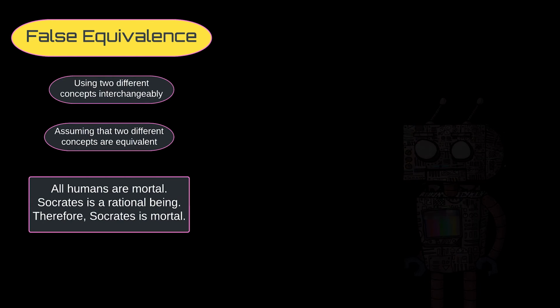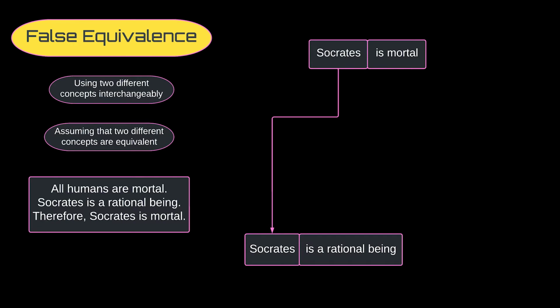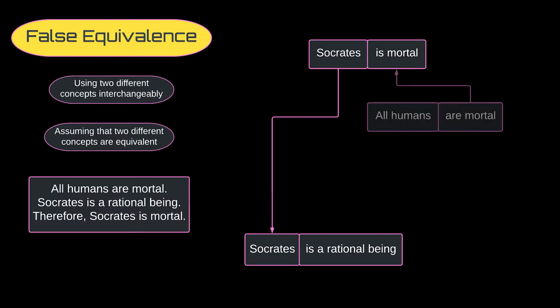The argument's conclusion, Socrates is mortal, is supported by a minor premise and a major premise. The minor premise is the second sentence, which states that Socrates is a rational being. The major premise is the first sentence, which provides the rule that all humans are mortal.